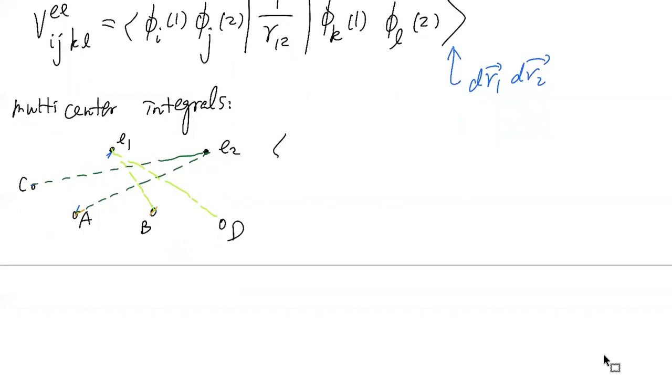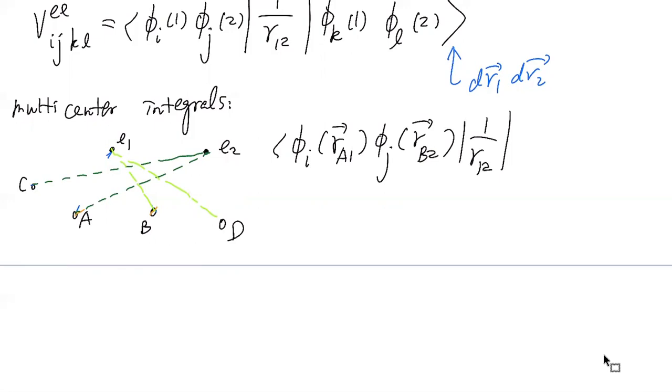So this will be phi_I(r_A1). That is the vector that's connecting nucleus A and electron 1. And phi_J(r_B2). Right? This is the vector that is connecting the nucleus B with electron 2. And by using the basis phi_J. And the interaction between the electrons, of course, is 1 over r_12, right?